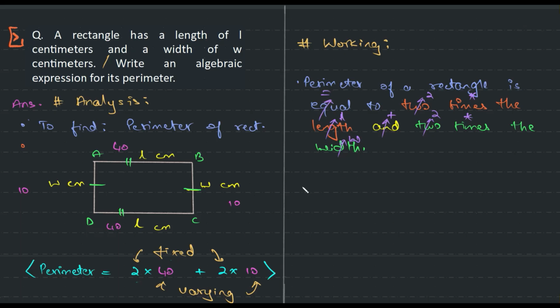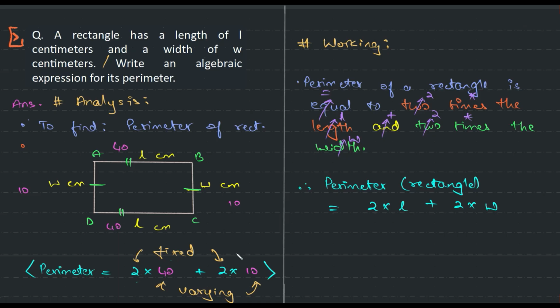And so we have, therefore, perimeter of rectangle is equal to 2 into L plus 2 into W. Can you see that? 2 into L plus 2 into W. That's what we have written over here. And it's matching the final answer.